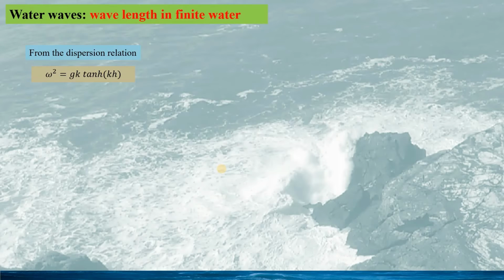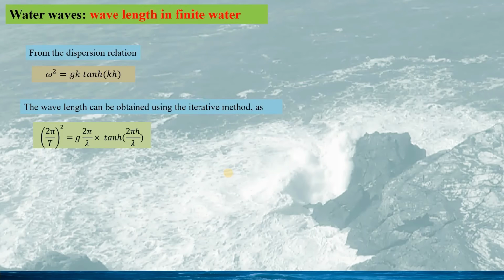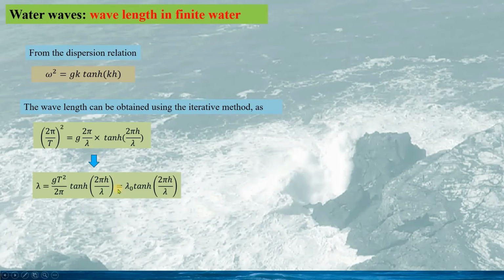Use the dispersion relation for finite water depths. We can derive an equation for calculating the wavelength lambda. Based on the relation between the wave frequency and the period, and between the wave number and the wavelength, we have relations as this and this. Here, lambda 0 is the wavelength in deep water.